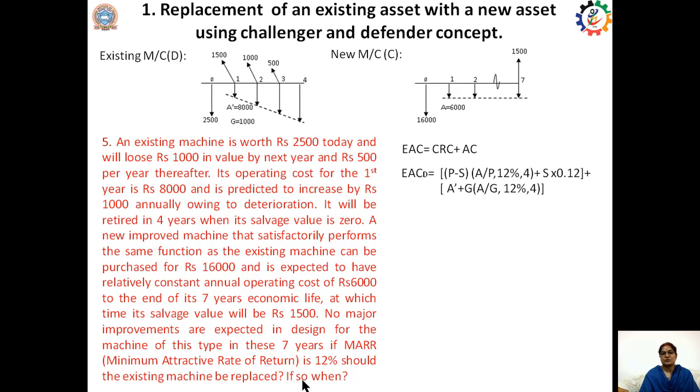Let us see the first question. For the defender, the calculation is shown for the entire 4 years. So P is 2,500, S is 0. Entire 4 years. These values should not be considered. These come into picture only if you are selling at the end of either the first or second or third year.